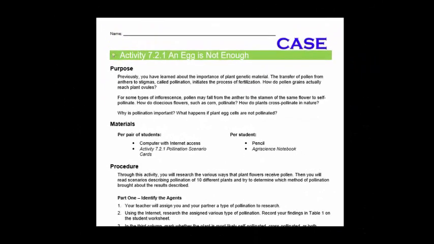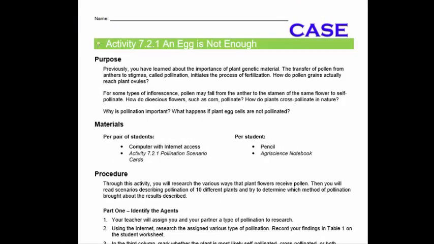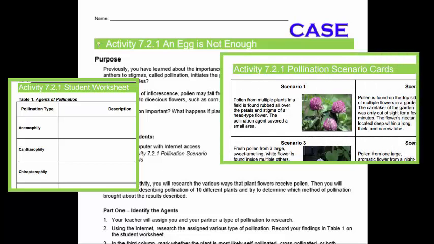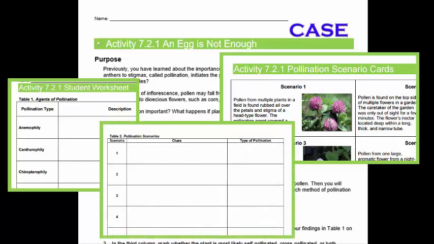Through Activity 7.2.1, An egg is not enough, you will use clues to identify pollination agents in order to understand that flowers often require natural agents to complete the pollination process. Your teacher will assign you and your partner a pollination agent to research and share with the class. You will then read pollination scenario cards to identify which agent was at work in each situation.